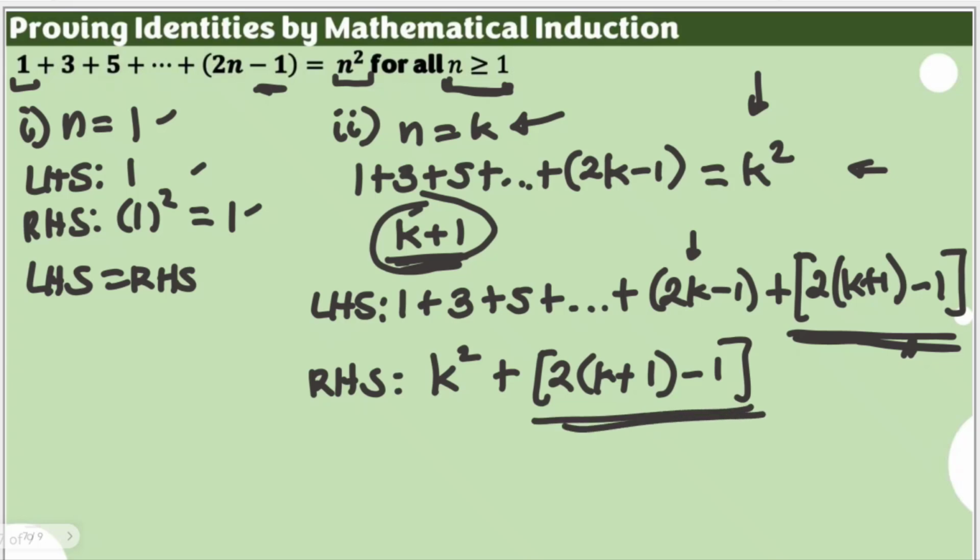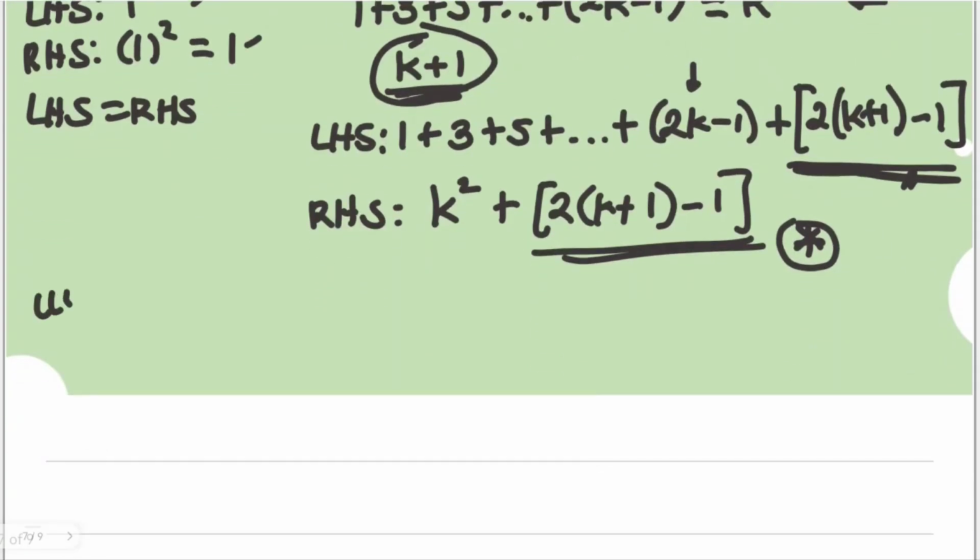Again, we are not changing the expression, we're just adding same quantities on both sides. Let's note this in the meantime as our equation asterisk. We will be using that on our next step. Okay, this is still part of step 2. Now, let's proceed to our step 3.